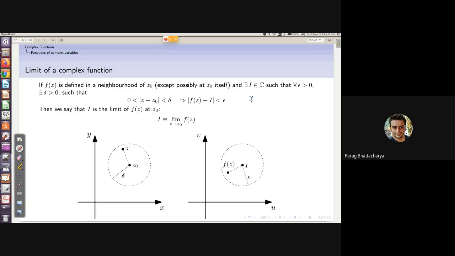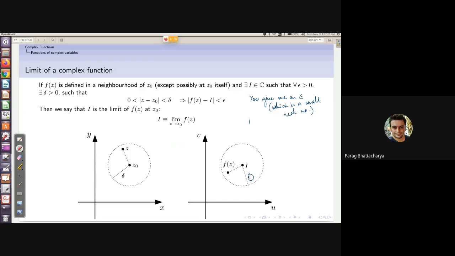Okay, so let's say you give me an epsilon. And what is epsilon? Epsilon is a small real number. So this is what you have given me, a very small real number. Then what does the limit of a function say?